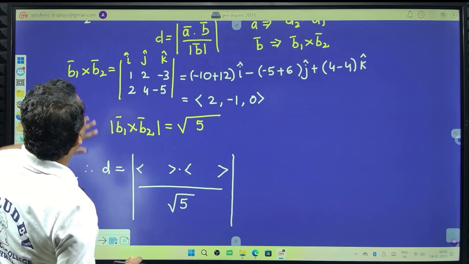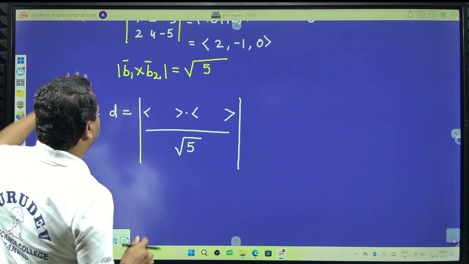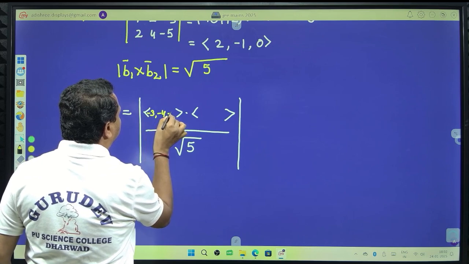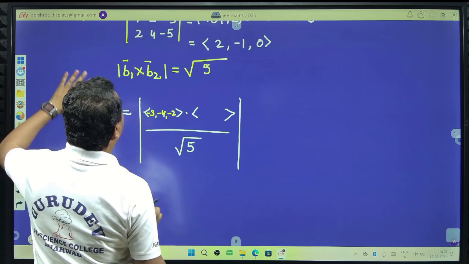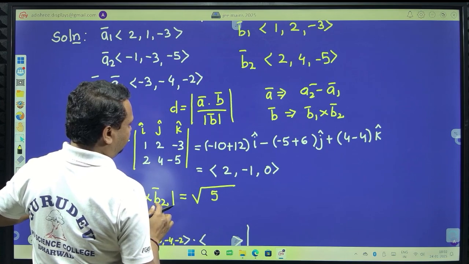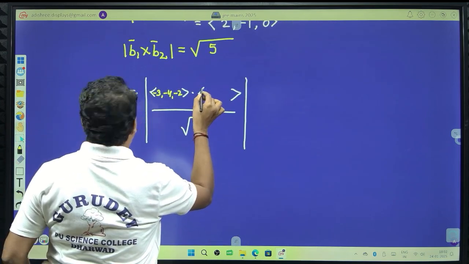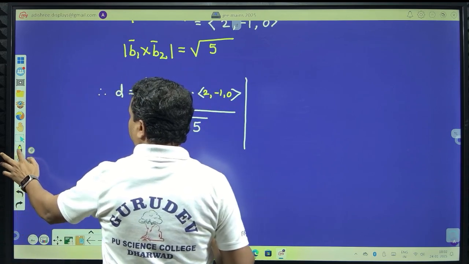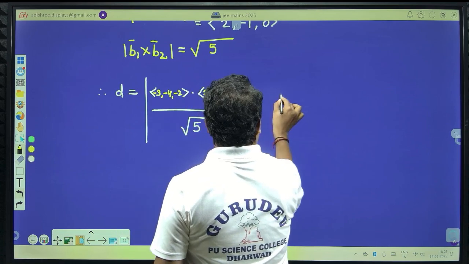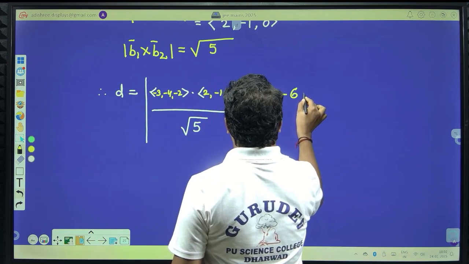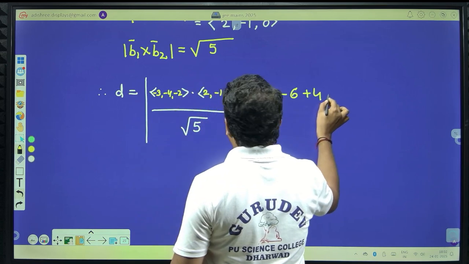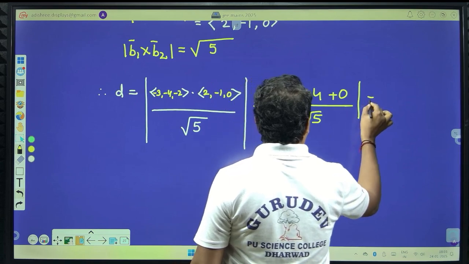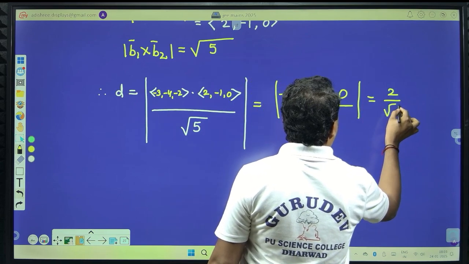What are the scalars of A2 minus A1? Minus 3, minus 4, minus 2. What are the scalars of B1 cross B2? 2, minus 1, 0. So what will I get? The dot product: minus 3, 2 6, minus 4 plus 4, and 0, divided by root 5, that is the modulus, which is equal to 2 divided by root 5.